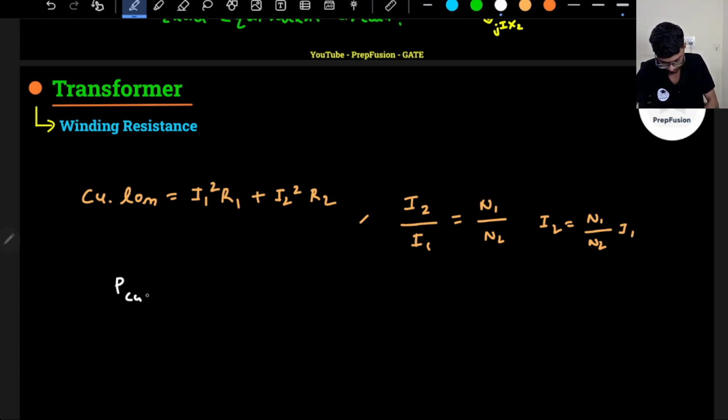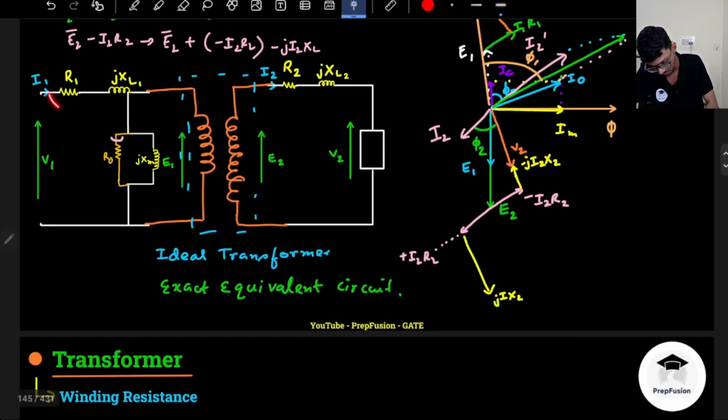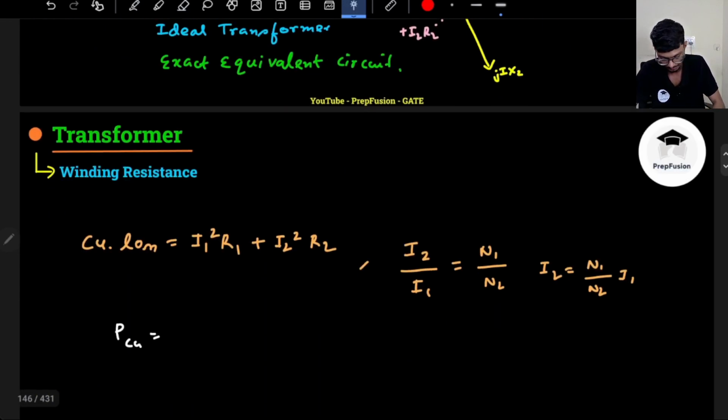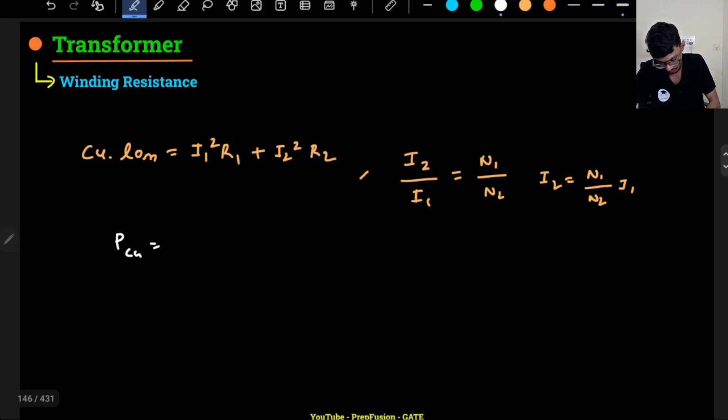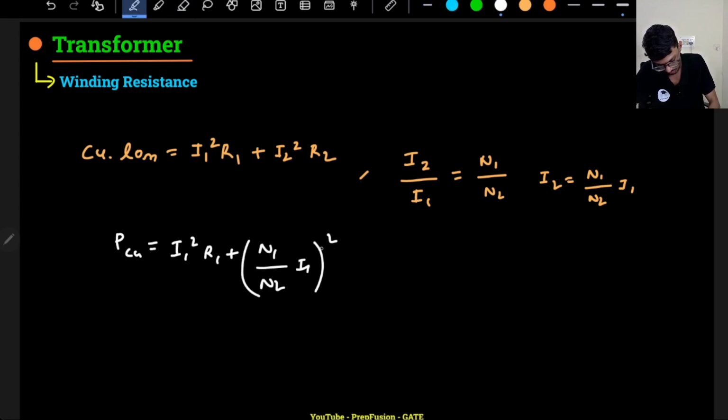So my PCu will be equal to copper loss. I'm just talking about the copper loss in the windings. So these are the windings where actually the copper loss will happen, right? So PCu will be equal to I1 square into R1. This will stay. This will be I2 square. I2 square is N1 divided by N2 into I1 whole square into R2.